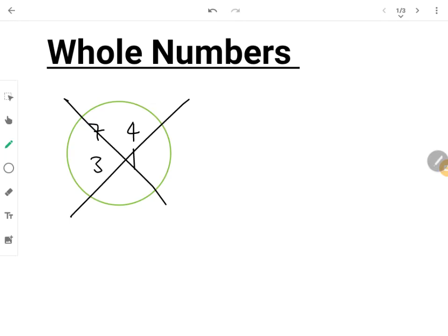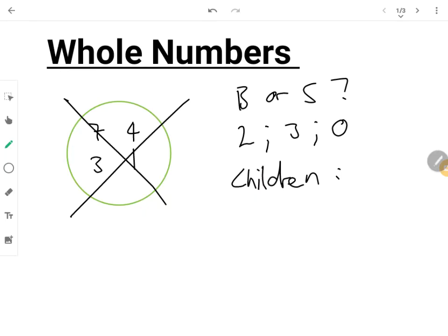For example, how many brothers or sisters do you have? Well, maybe you have 2 brothers or sisters. Maybe you have 3. Maybe you have 0 brothers or sisters. All right? Do you see? It's a number we use in everyday life. Or how many children does your parents have? Well, maybe it's only you. Only one child. Or maybe your parents have 4 children. All right? It's any number that we use.